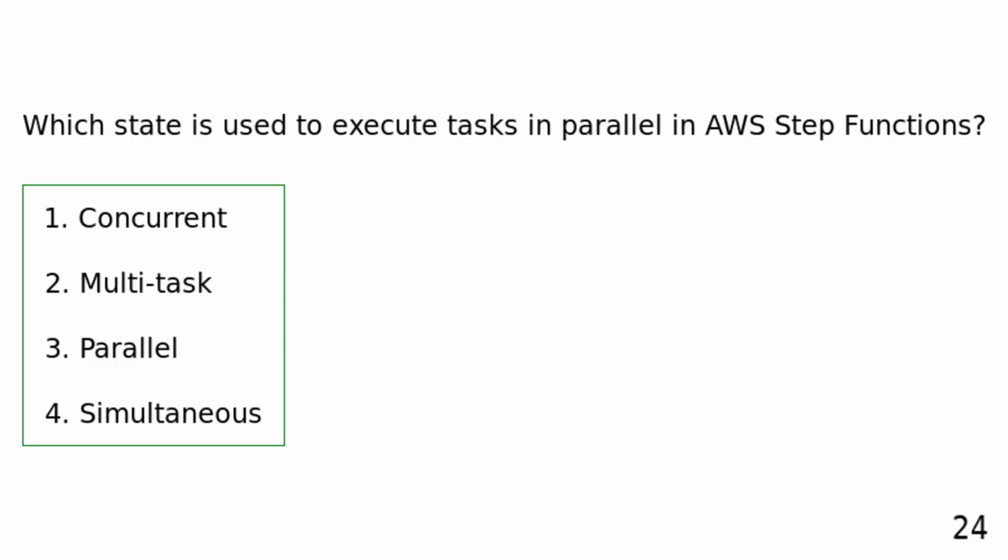Which state is used to execute tasks in parallel in AWS Step Functions? Concurrent, multitask, parallel, simultaneous.